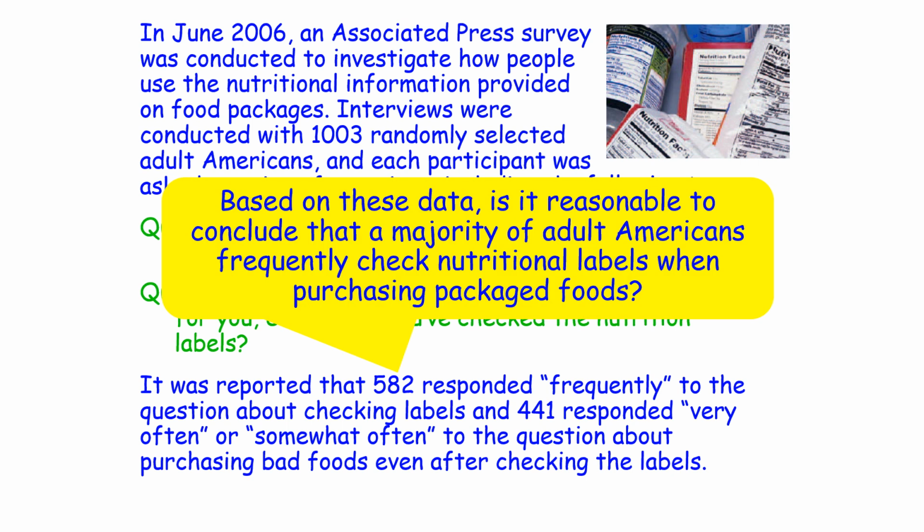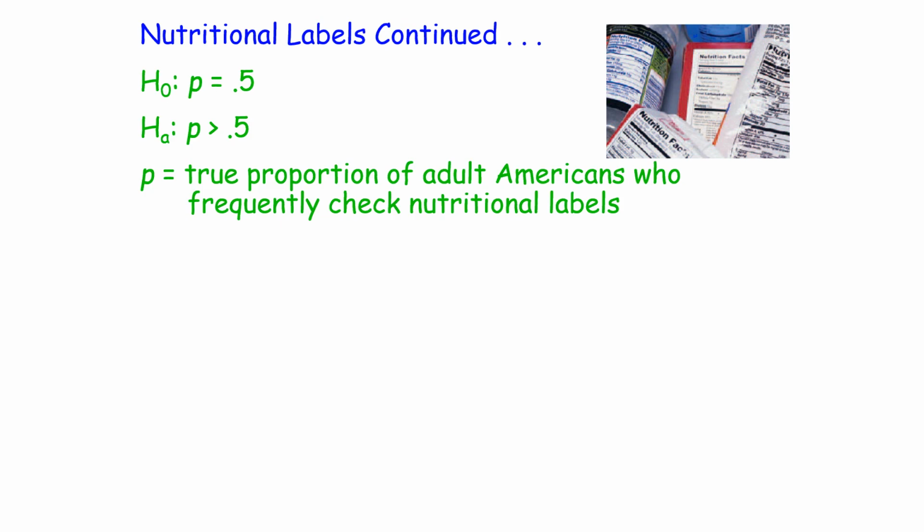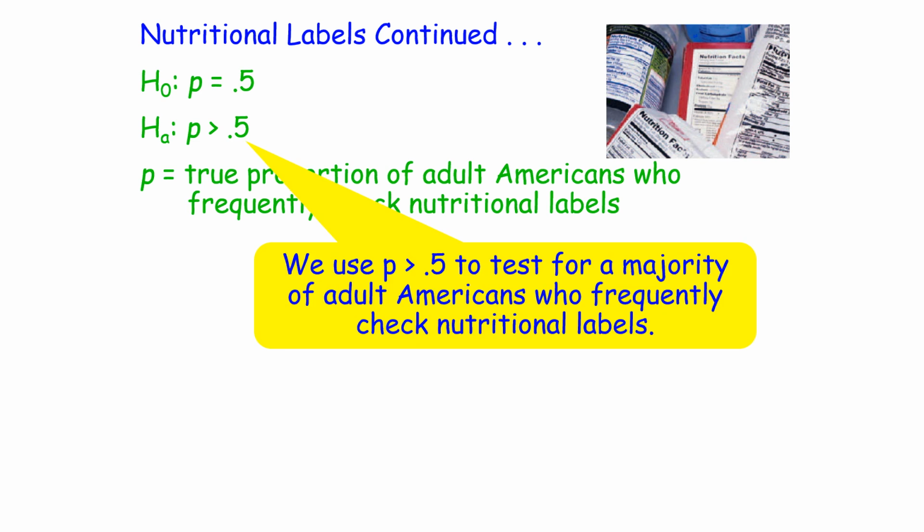Based on these data, it is reasonable to conclude that a majority of adult Americans frequently check nutritional labels when purchasing packaged food. So we'll take a look at our null hypothesis, which is p equals 0.5, and our alternative hypothesis, where p is greater than 0.5. Now p is the true proportion of adult Americans who frequently check nutritional labels. We use p greater than 0.5 to test for a majority of adult Americans who frequently check nutritional labels.